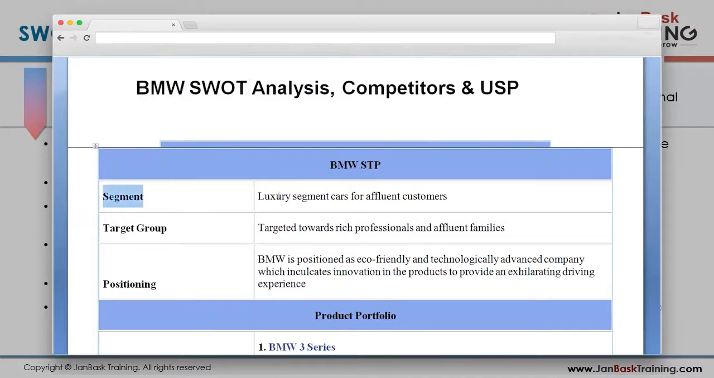What segment is it targeted to? It's targeted to the luxury segment of car manufacturing for affluent customers. What is the target group? It targets rich professionals and affluent families. What is BMW's position right now in the market? BMW's position is as an eco-friendly and technology-advantage company, which drives innovation in the product. So that's a short description of what BMW is.